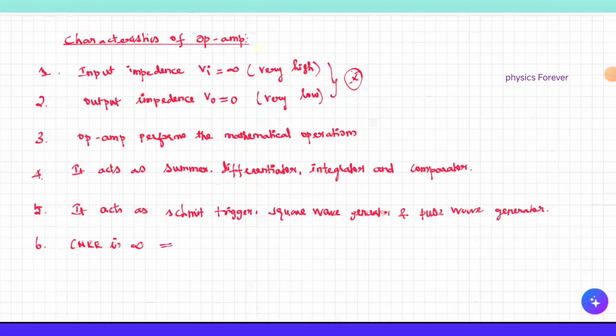We know how to define CMRR: it is AD by AC. AD is the differential mode gain and AC is the common mode gain. AD is equal to 1 and common mode gain is equal to 0. In the denominator, 0 means it is undefined, or we get infinite. Then the slew rate is also infinite. So these are some of the important points we have to remember while studying the characteristics of an op-amp.